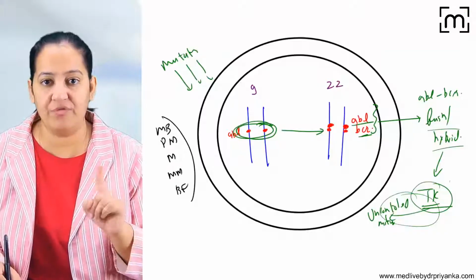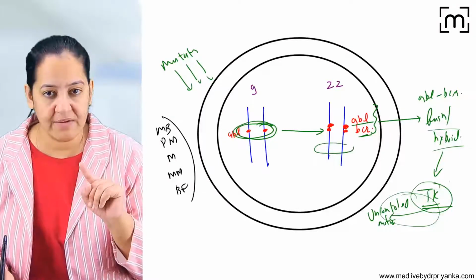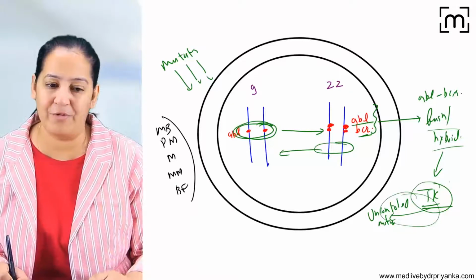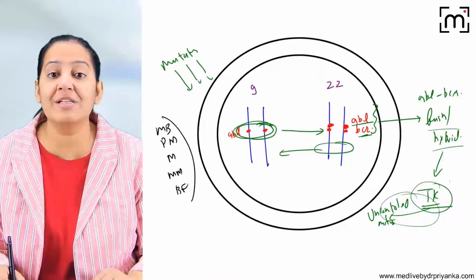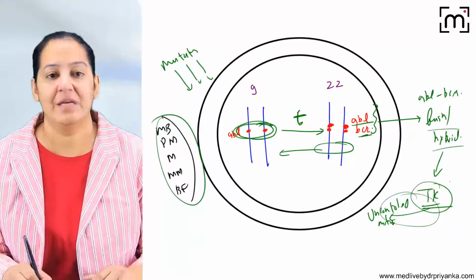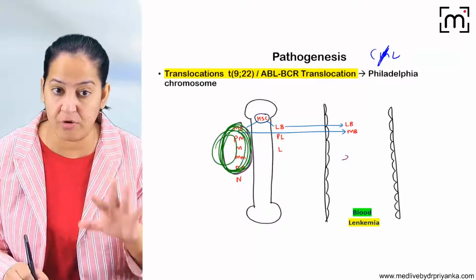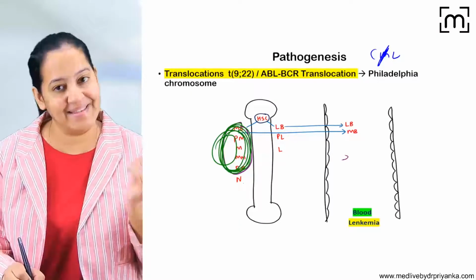So in exchange of this, when 9 is giving this to 22, what is 22 giving to 9? 22 is giving to 9 a portion which doesn't contain any important gene. So this translocation is known as balanced translocation, and it is happening in any of these 5 cells. All these 5 cells are doing uncontrolled mitosis. Since they do uncontrolled mitosis, they replace all other cells. And that is the CML.